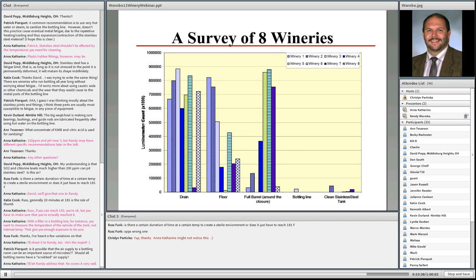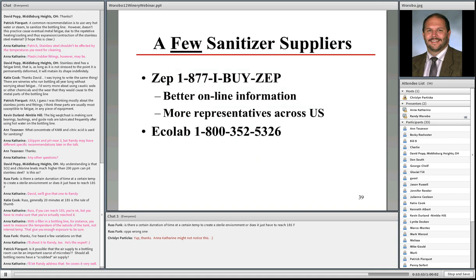The next slide just shows you the separation of the drain, floor, full barrel around the bunghole, the bottling line, and a clean stainless steel tank. So in general, everybody was doing a good job of cleaning and sanitizing tanks because they're easily cleaned and sanitized. And then the bottling line, there were very low counts because everybody was using a hot temperature.